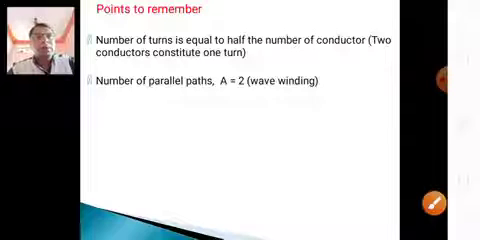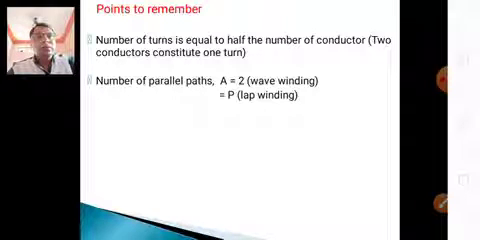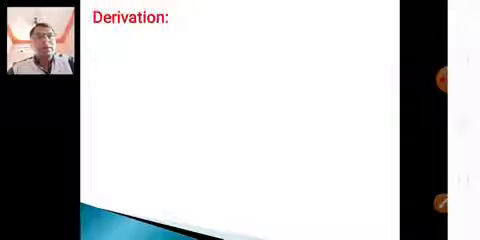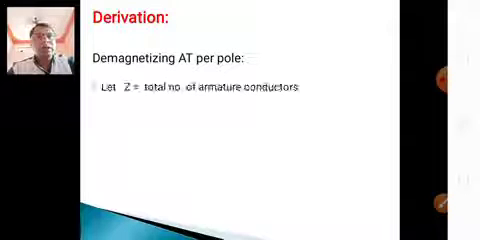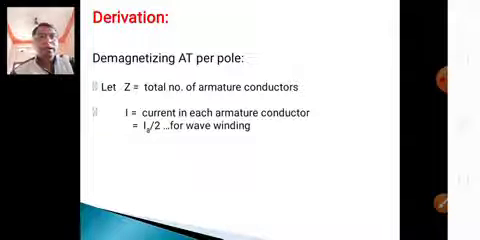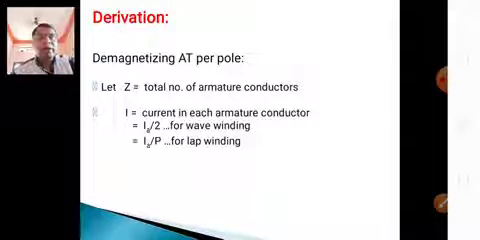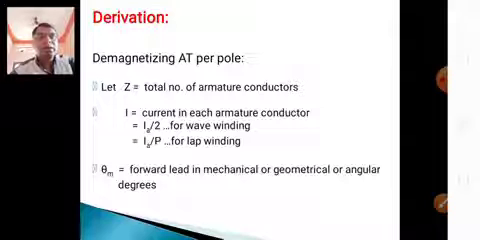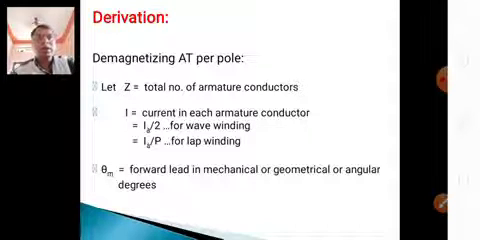The number of parallel paths A equals 2 in wave winding, so A equals P for lap winding. So, the derivation of demagnetizing ampere turns per pole. Suppose Z equals the total number of armature conductors and I equals the current in each conductor, that is I equals Ia by 2 for wave winding, and I equals Ia by P for lap winding. Here theta is the forward lead angle, in mechanical, geometrical or angular degrees.